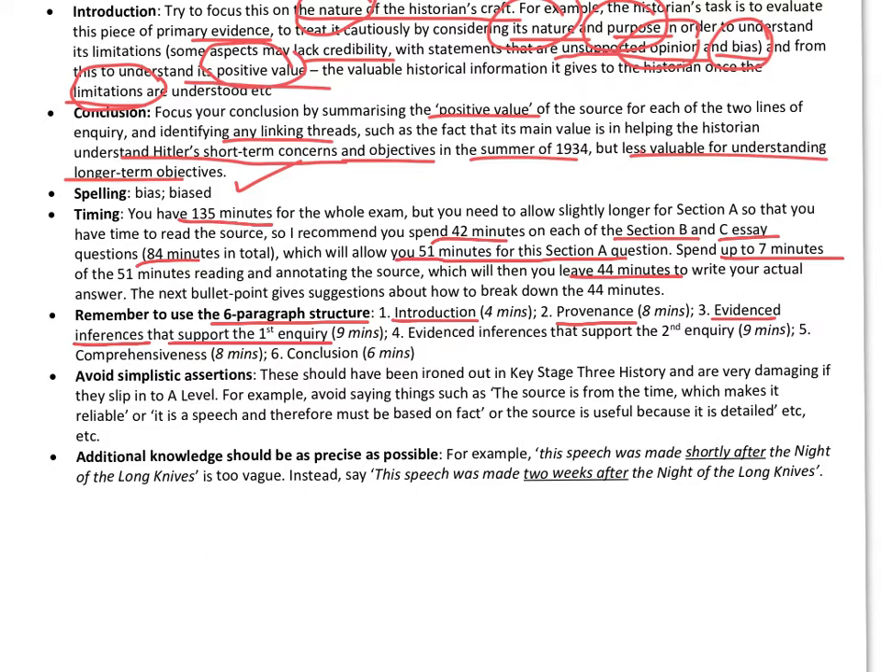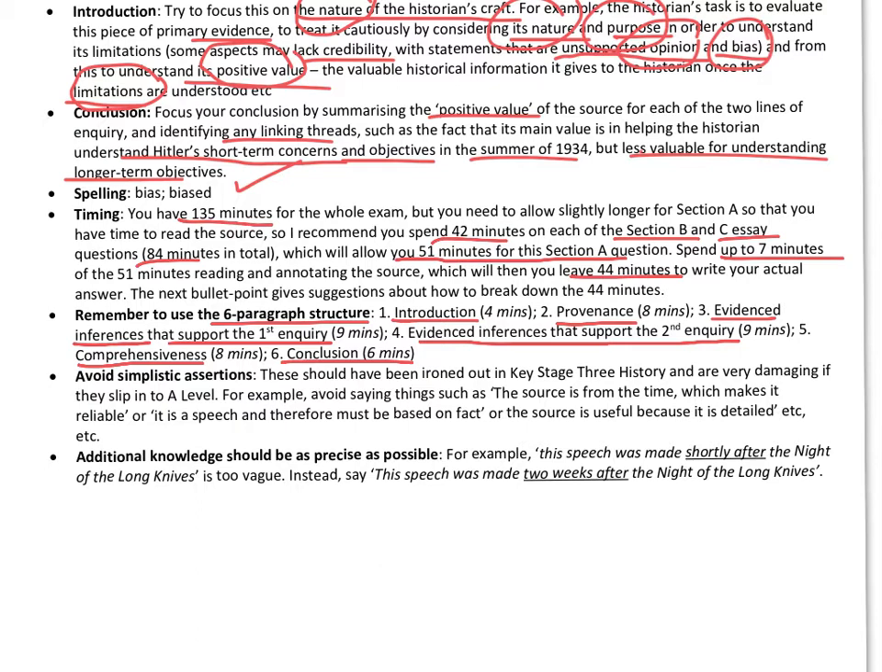Okay, and then your fourth paragraph is that building block where you again make evidenced inferences, but this time for the second line of inquiry, likewise 9 minutes. And then your fifth paragraph is the paragraph about scope, comprehensiveness, breadth. I've said again quite a lot to say there, 8 minutes. And then your sixth paragraph is your conclusion, about 6 minutes. So you add all those minutes up, that adds up to 44, plus 7 minutes planning, there's your 51 minutes.